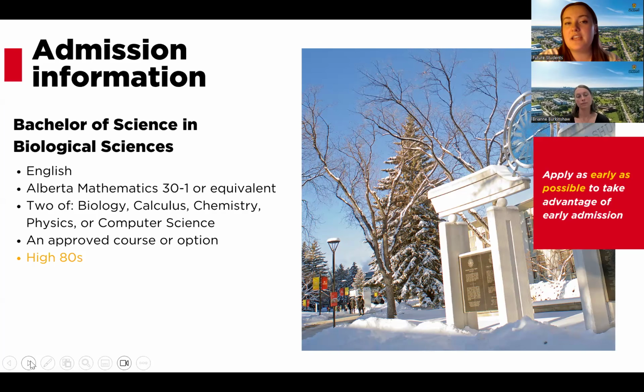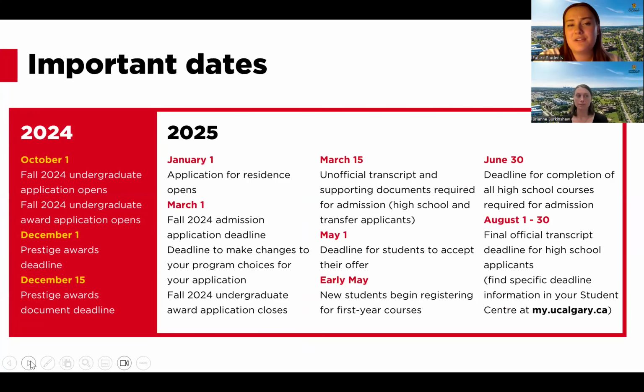That approved course or option can be a social studies class, it can be an additional science class, it can be an option, so something like physical education or fine arts classes can be used as that approved course or option as that 5th class. That's included in that high 80s average that we're going to be looking for. So the high 80s average is just an average of those 5 classes. Not every single class needs to be in the high 80s, but we're looking for it to be an overall average of those.